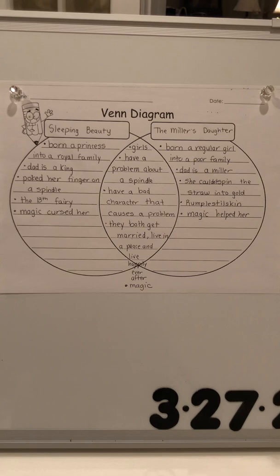Both characters get married and live in a palace and live happily ever after. We know that the prince woke Sleeping Beauty up, and that's how she ended up marrying the prince and living in the palace. And in the miller's daughter, the king promised to make the miller's daughter his wife, and he did, and that's how she got to live in the palace and become the queen.